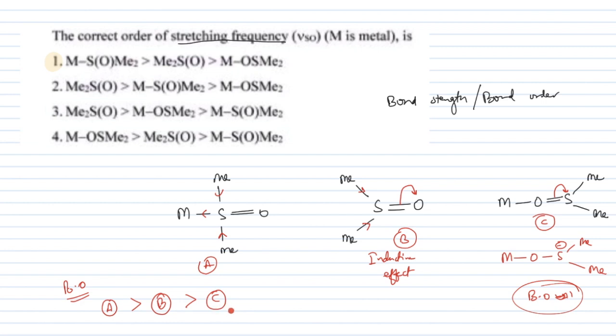Once you have the order, you can easily tell that bond order is directly proportional to the frequency. So basically the stretching frequency order will also be the same. So the correct option comes out to be option number 1. So like that you can just understand it. There was not much concept you have to understand here, just the basic way how you can approach the question. All right, let's go to the next one then.